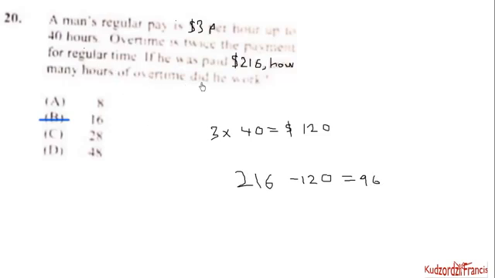So we need to divide 96 by double of the rate, that is twice the regular payment, which is 6. So the number of hours worked will be equal to 96 divided by 2 times 3, and that will be equal to, 2 will go here 48, 3 will go into 48 16 times.